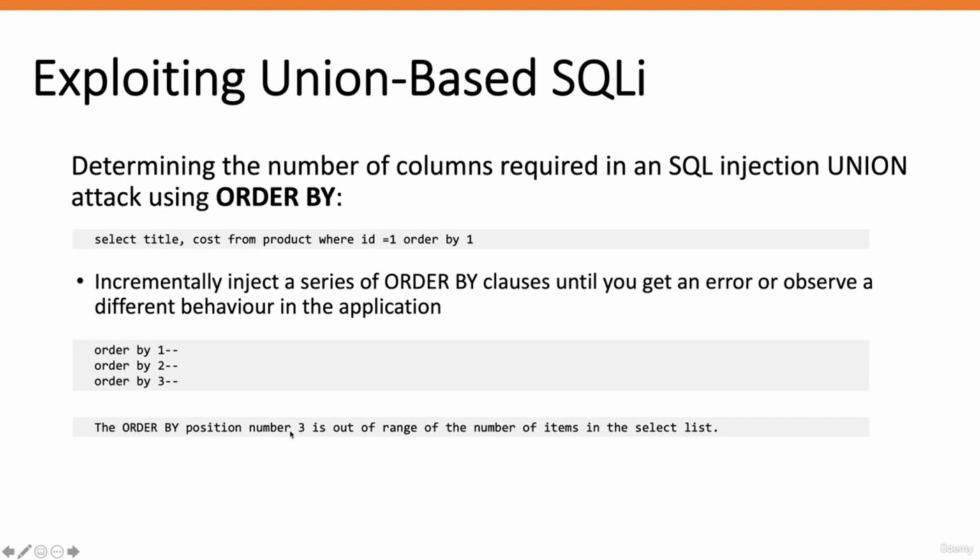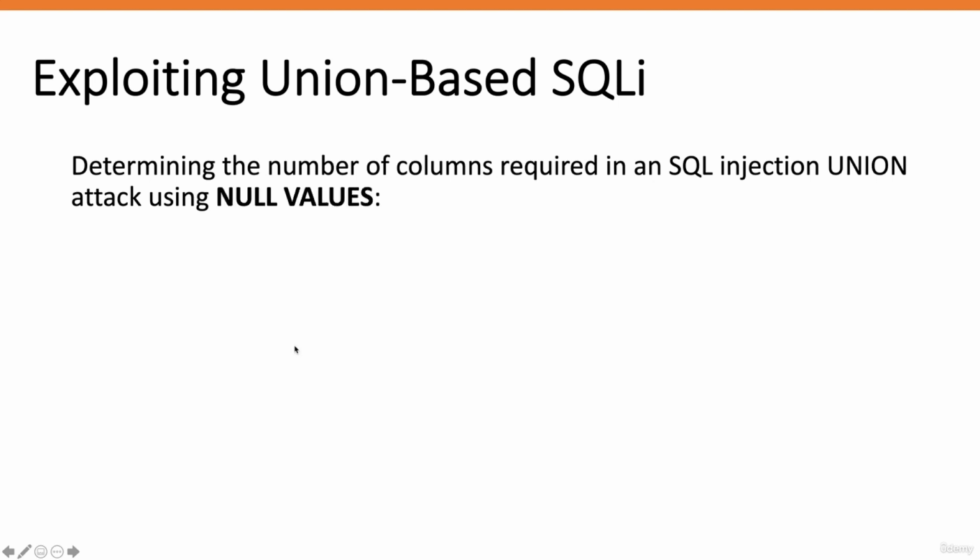And since I incrementally increase the value of the order by integer over here, I know then the number of columns is this value minus 1. So 3 minus 1, which is 2. Number of columns that are being used in the SQL query is 2. So that's the way to do it using the order by clause. You could also figure out the number of columns required in a SQL injection using null values.